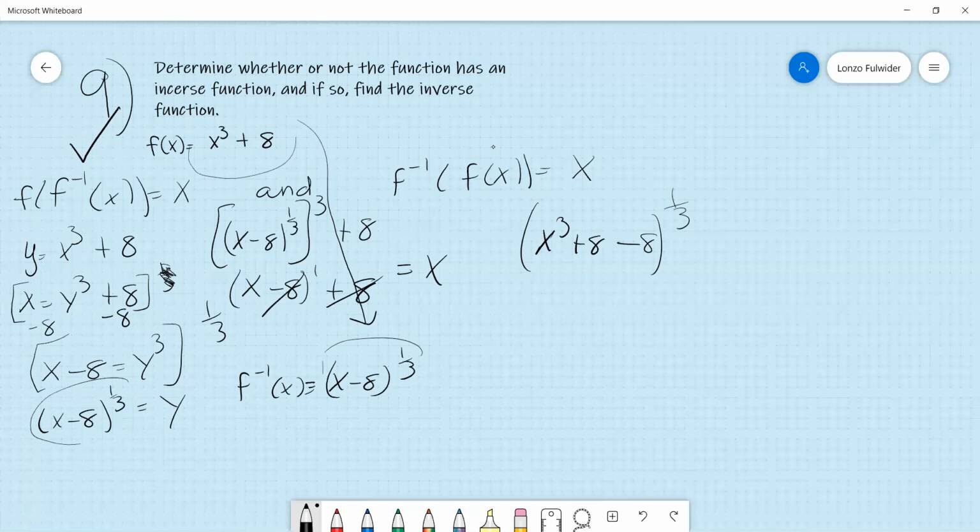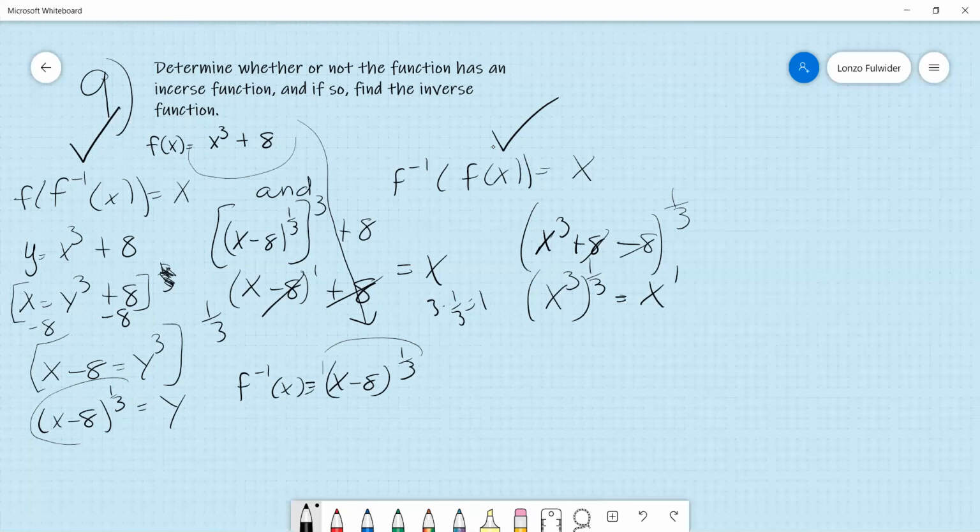Before you raise anything, the 8 cancels. So you're left with x cubed, raised to the 1/3 power. And do you remember when you're raising something to a power, what do you do to the power? You multiply it. So 3 times 1/3, what do you get? Just 1, or x to the 1. And your outcome is x, so it satisfies this part. So yes, we just determined it has an inverse because it satisfies this part. And this is how you do it mathematically.